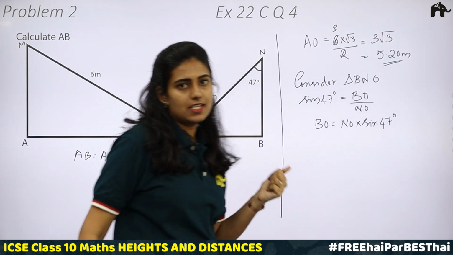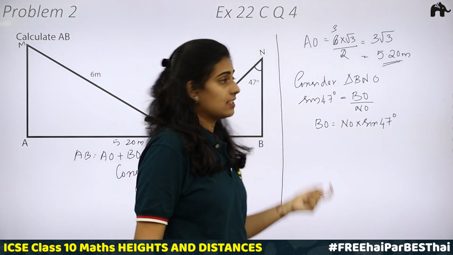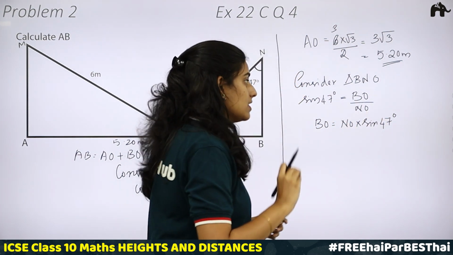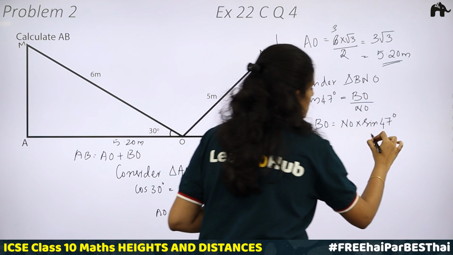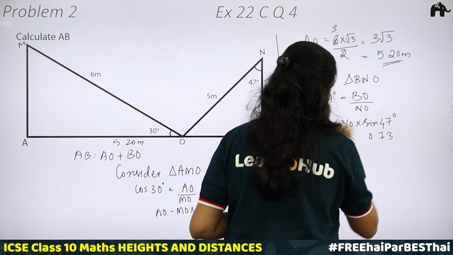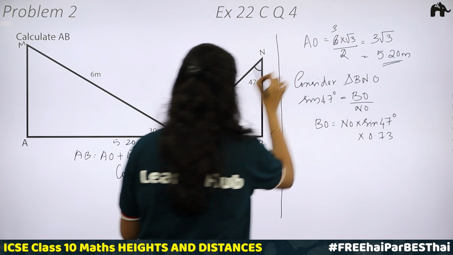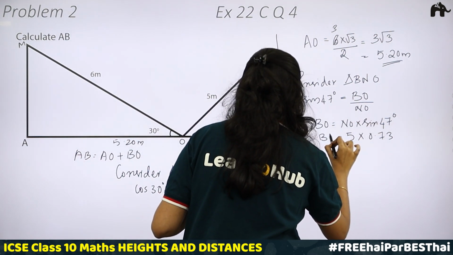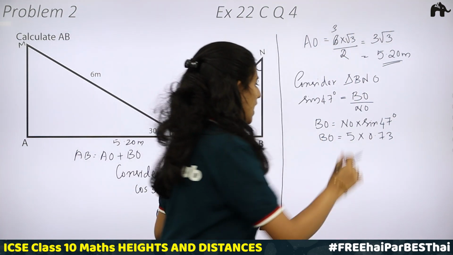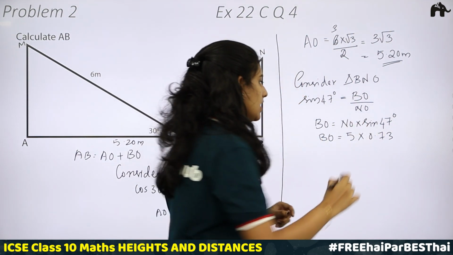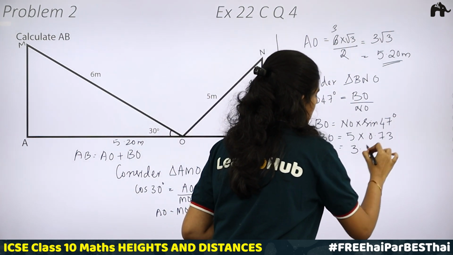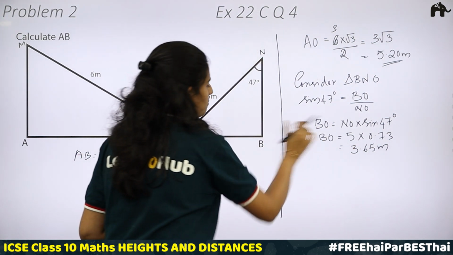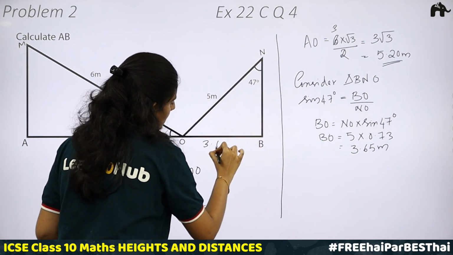Okay, how to find sine 47 degrees? When you check the natural sines from the sine table, you will be getting the value of sine 47 degrees. Sine 47 degree, 0 minutes. The value is 0.73. NO is given, which is 5 meters. 5 into 0.73 is equal to BO. To get BO, we multiply 5 and 0.73. You will be getting 3.65 meters. BO is equal to 3.65 meters.